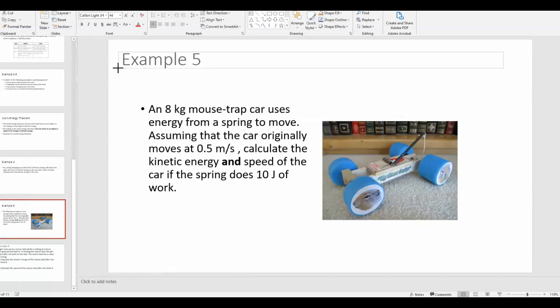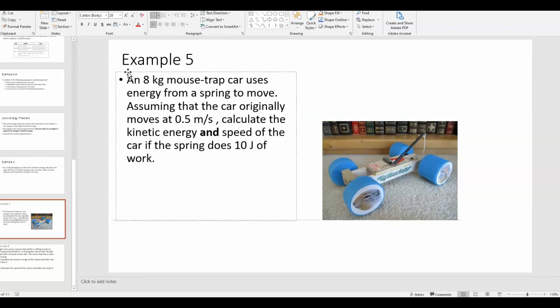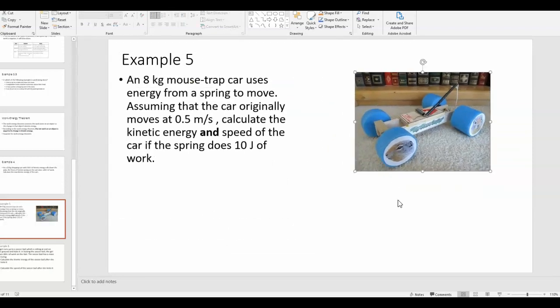Okay, so let's take a look at example 5. So we have a mousetrap car here, which you might have built when you were younger. And it says an 8-kilogram mousetrap car. Off the bat, I'm going to underline that. That's going to be the mass of the mousetrap car. Uses energy from a spring to move. Now, when I see a spring, I'm thinking it has elastic potential energy in it. I don't know if that's important, but it does have elastic potential energy because there's a spring.